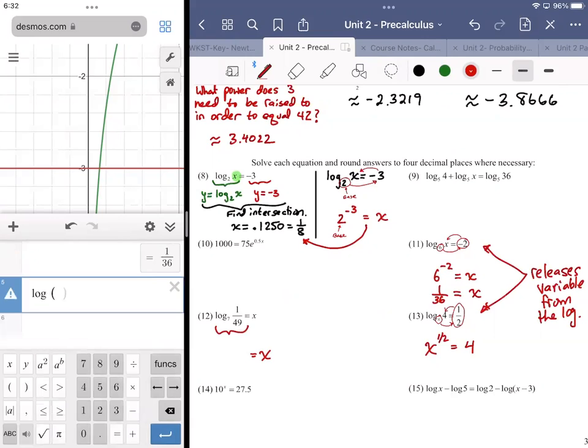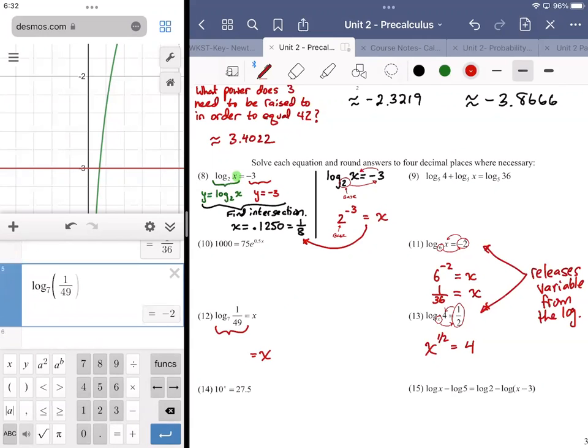So I would just put in my log base 7, the 1/49, and you get a nice clean -2. Now, it also kind of begs the question of, if that answer is so nice and clean, is there a way that we could have gotten that without using the calculator at all? And that comes back to the properties of logarithms.